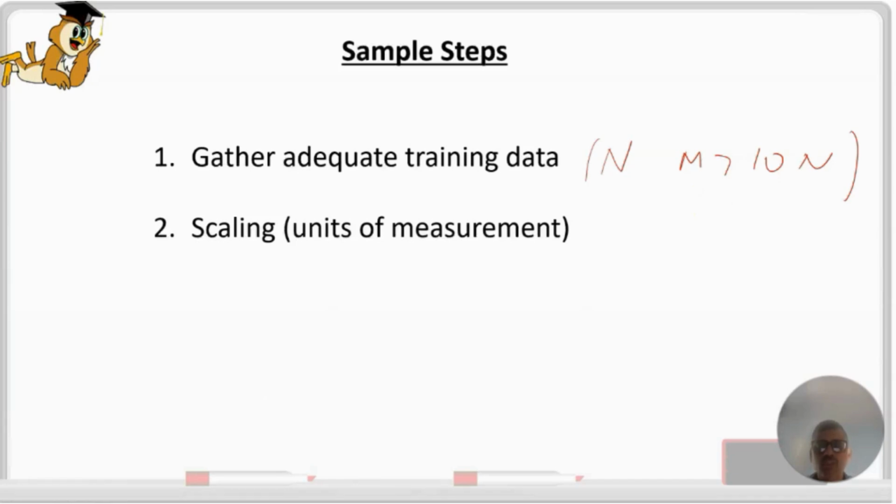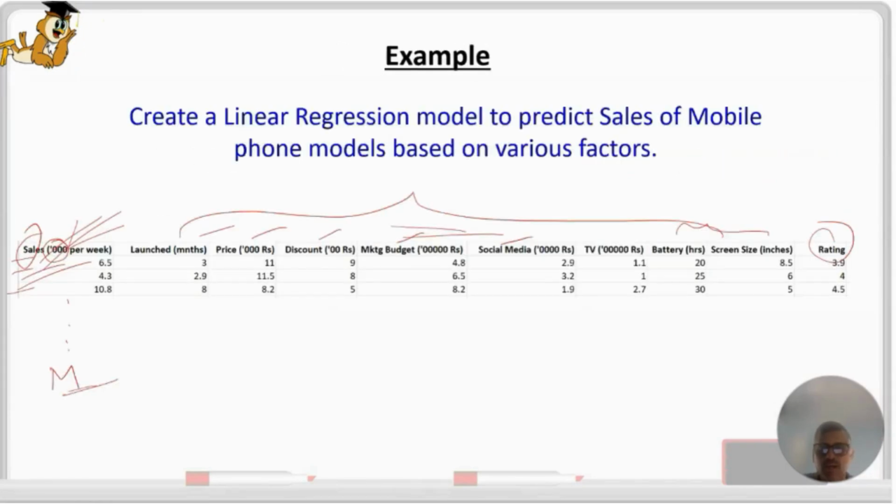The second thing you would do is you would scale the units of measurement. Okay, what do I mean? Let's go back. In this slide, I have mentioned the units for each independent variable. So when was this model launched? How many months ago? I'm calculating this variable in terms of months. The price I'm tabulating in terms of thousands of rupees. The discount I'm offering is tabulated in terms of hundreds of rupees. My marketing budget I am tabulating in terms of lakhs of rupees, and so on and so forth.